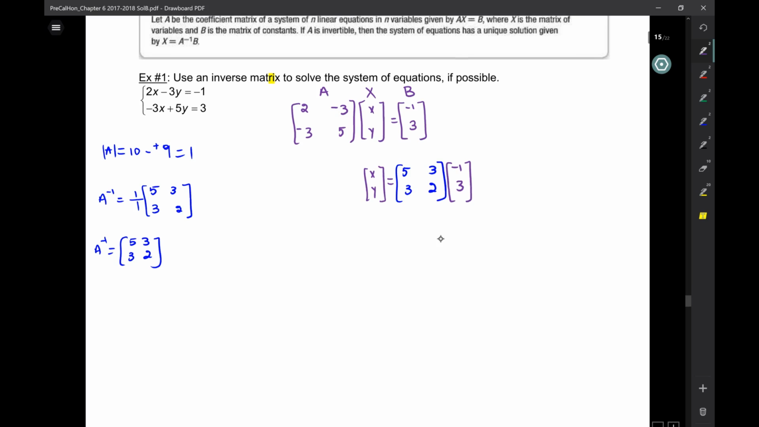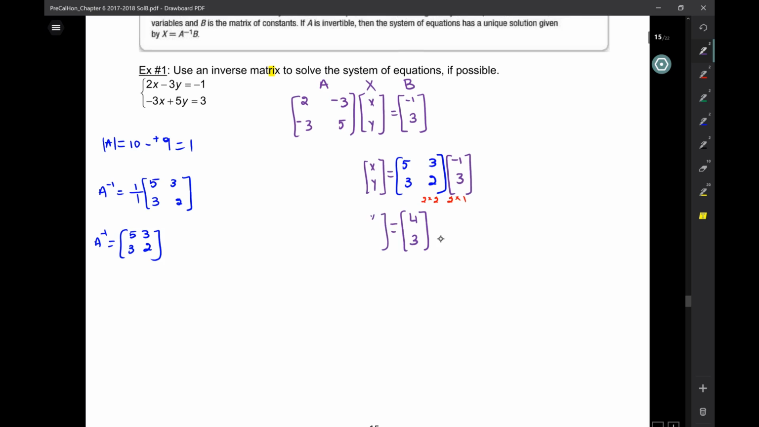Okay, and this we can multiply. I have a 2 by 2 and a 2 by 1, so I'm going to get a 2 by 1. First row, first column, row 1, column 1, I get -5 plus 9, that's a 4. Row 2, column 1, negative 3 plus 6, that's a 3. So what have I solved for here? I've solved for the matrix X and Y. So my solution then is 4, 3.